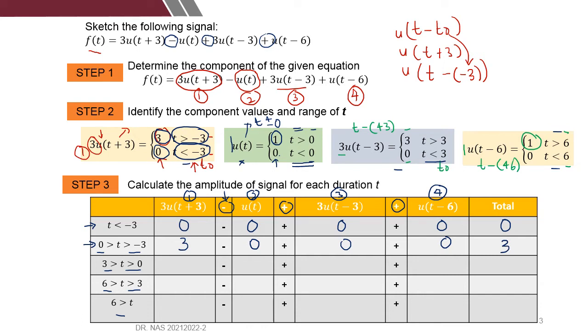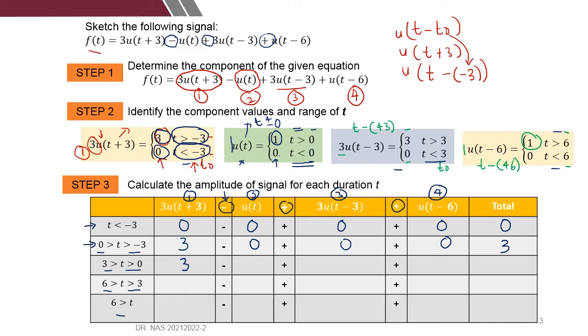Okay, moving to the next range, t larger than 0. Look at the first component. Always start with the first component. When t is larger than 0, meaning any values larger than minus 3, the amplitude is 3. So now t is larger than 0, so it's always 3.